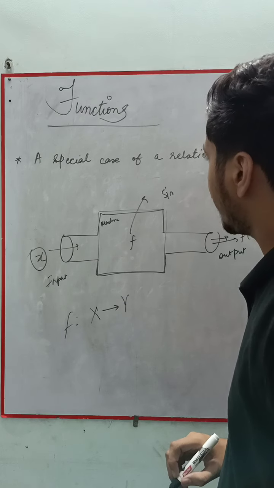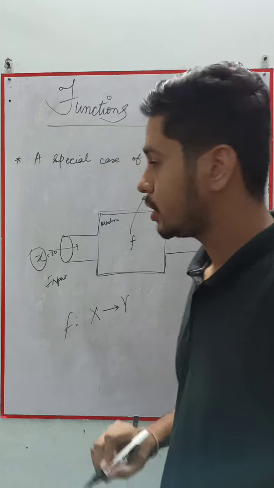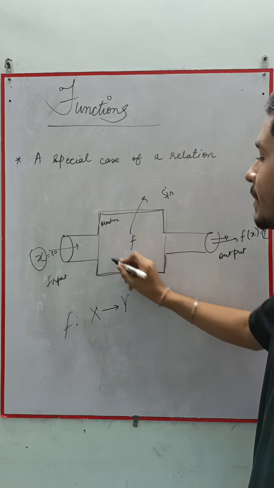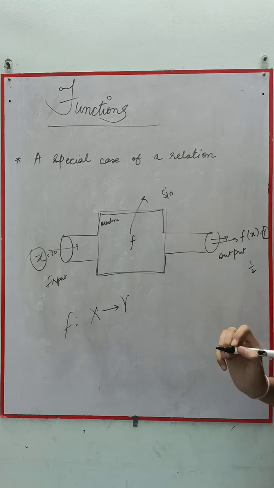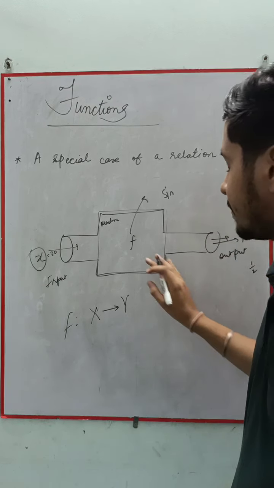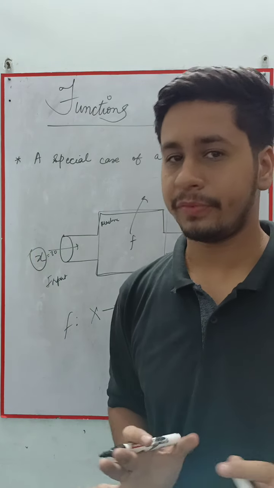Say for example, I'm giving the value of x as 30. So I'm using this mechanism, sine 30 degrees, and I will get 1 upon 2. So that is what they are trying to explain. This function can be anything. We have so many types of functions in mathematics.